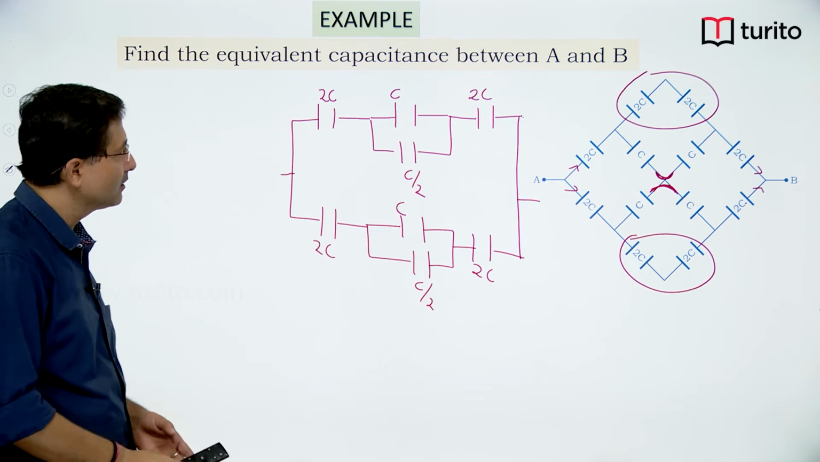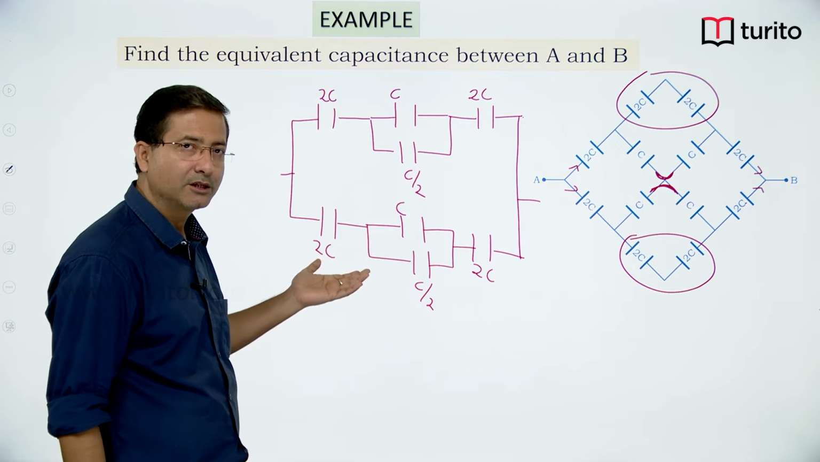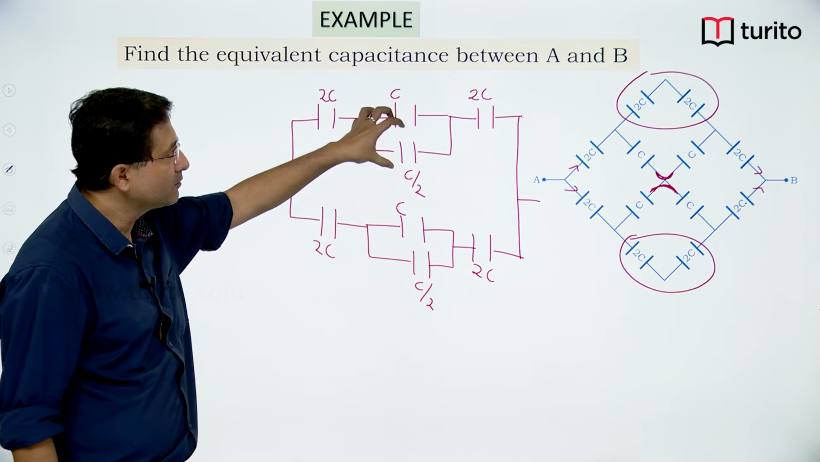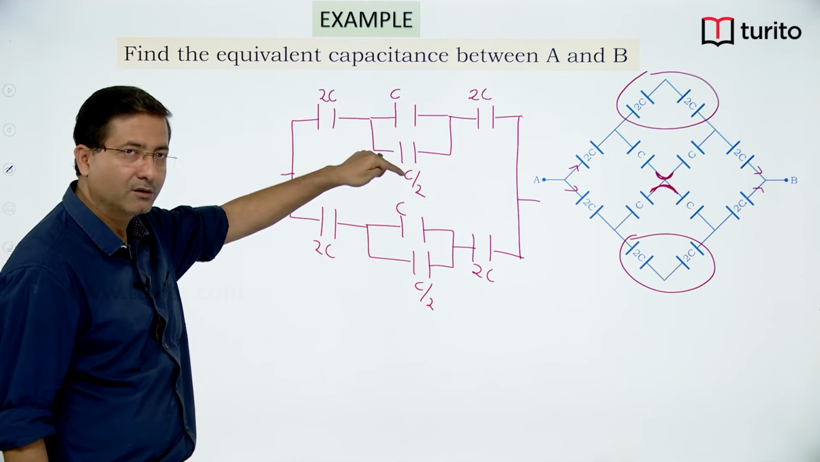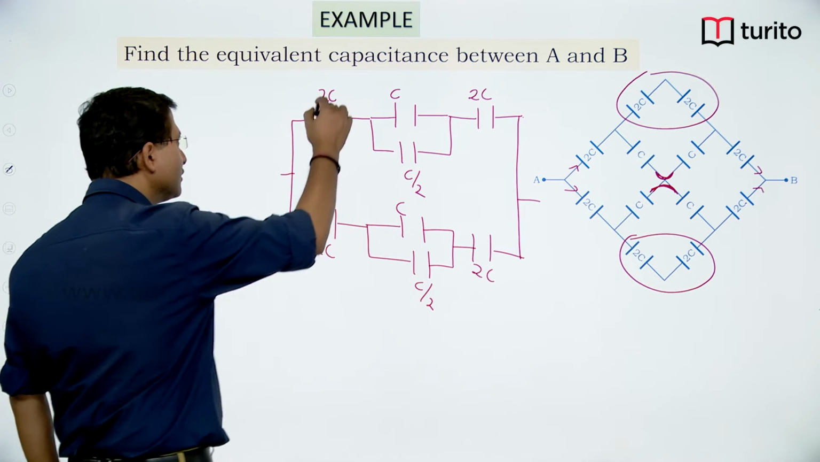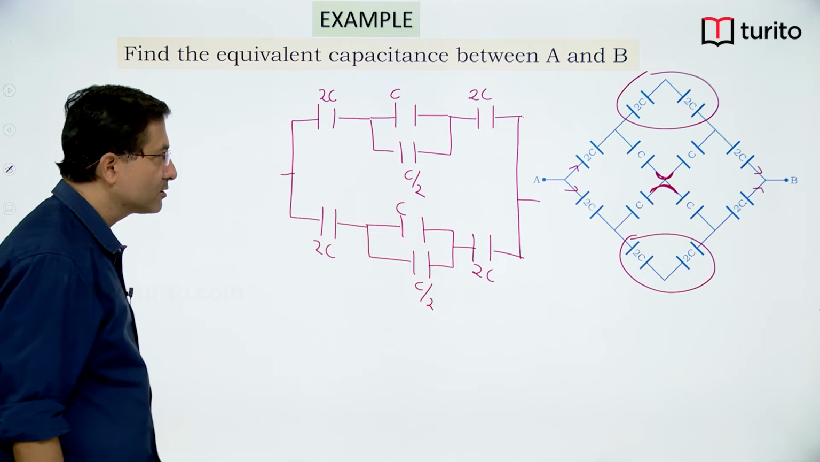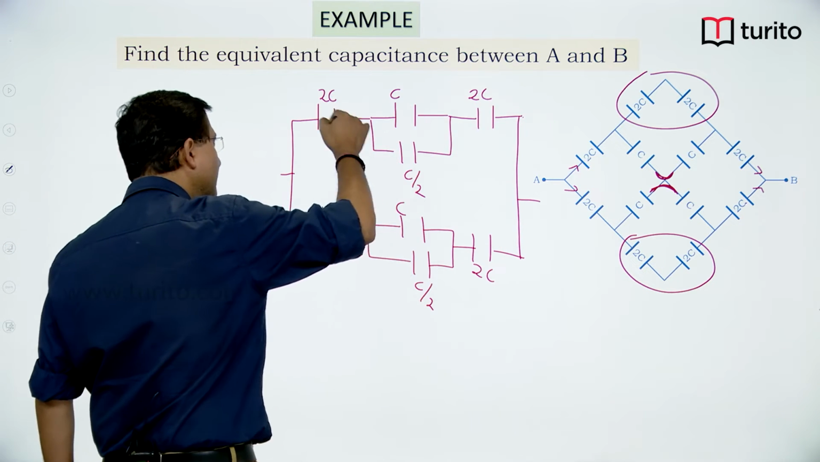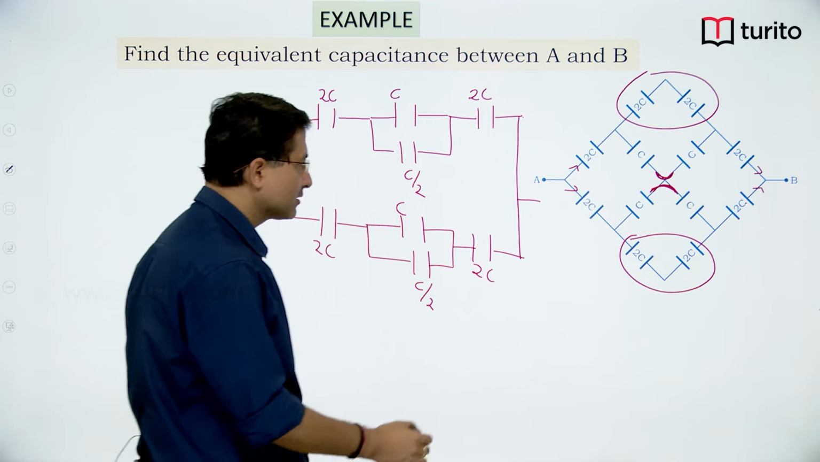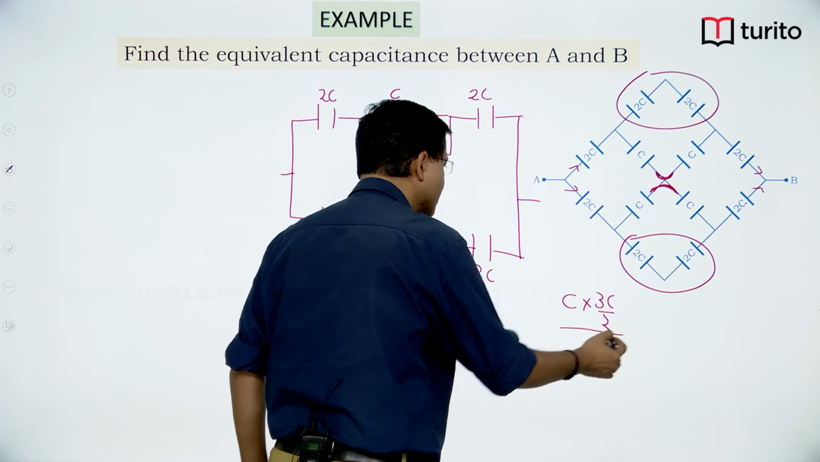Now we can see that all the capacitors came into series parallel combination. I can further reduce it, right. So here this will become 3C by 2, C plus C by 2, similarly 3C by 2, right, and these two in series combination will become C. So C and 3C by 2 in series, C and 3C by 2 in series.